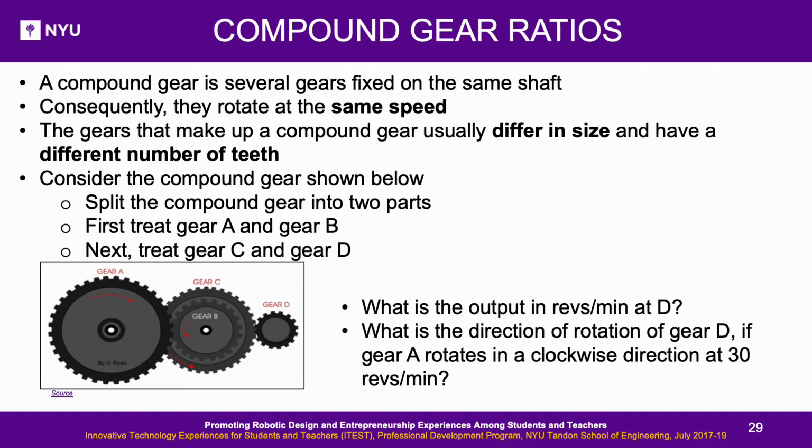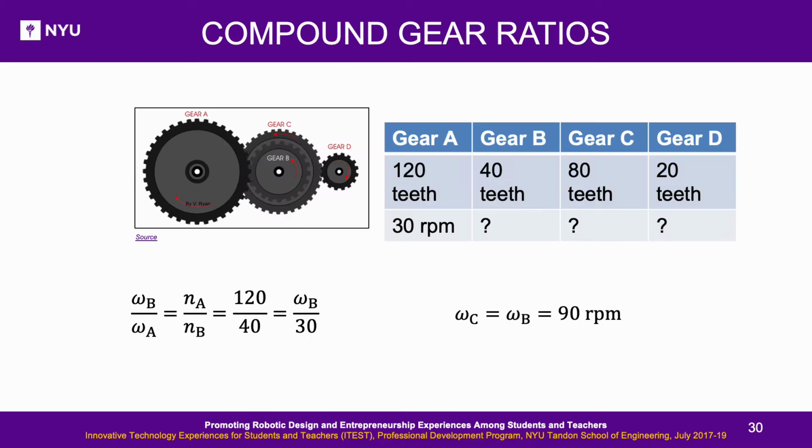Split the compound gear into two parts. First, treat gear A and gear B. Next, treat gear C and gear D. For the compound gear system shown, what is the output in revolutions per minute of gear D? What is the direction of rotation of gear D, if gear A rotates in a clockwise direction at 30 revolutions per minute? Compound gear ratios.